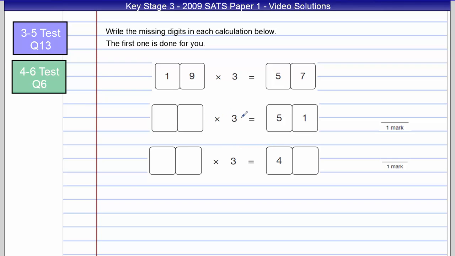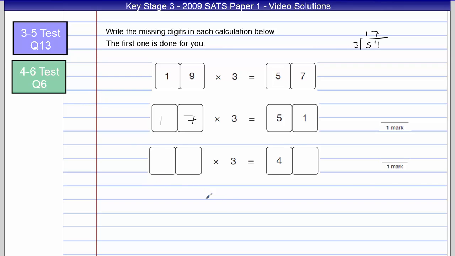Now if you remember, the opposite of multiplying by 3 is dividing by 3. I could do a simple calculation, a simple bus stop divide to work out what this number is going to be. 3's into 5 go 1 with 2 left over. 3's into 21 go 7, so that's 17. You could have also got that by trial and error.